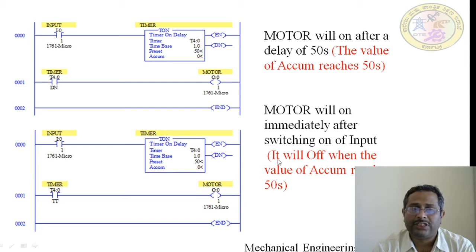Means the done bit is initially in a false state and it will become true when the accumulated value reaches the preset value. In the TT bit, initially it is false and it will go to true when it reaches the preset value.